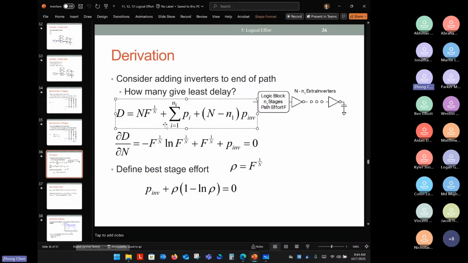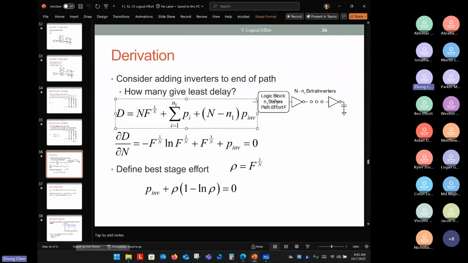The little bit complicated part is the parasitic delay. The parasitic delay has two portions. One portion is the parasitic delay of the existing logic block, and the other is from the additional inverters you add to the logical block to get a larger number of stages. That additional parasitic delay needs to be added in.